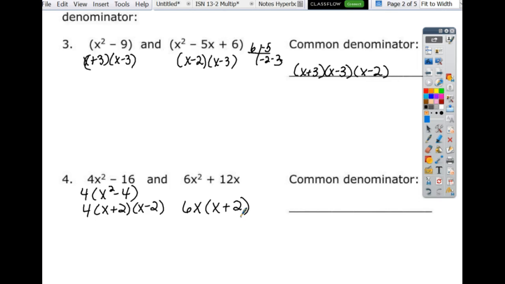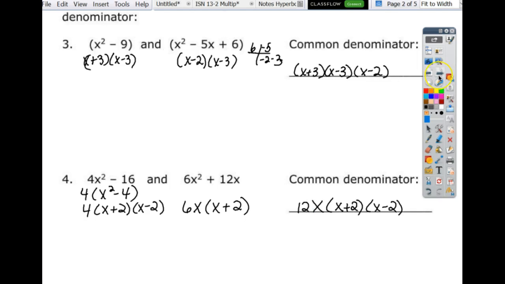Okay, this makes me a little scared, but we need one of everything. So I need an x plus 2. I need an x minus 2. I need the x plus 2, but I already have one, so I'm not going to add another one. I don't have an x yet, so I'm going to add the x. So I have the 4 and the 6. What's the common denominator with 4 and 6? 12. So that would be the common denominator. We're just looking for the common denominator. It's a lot of writing, okay?